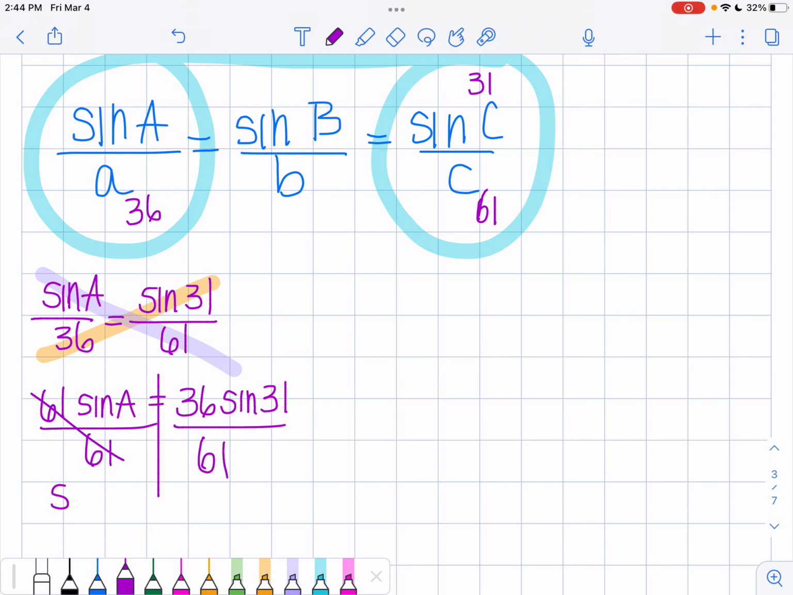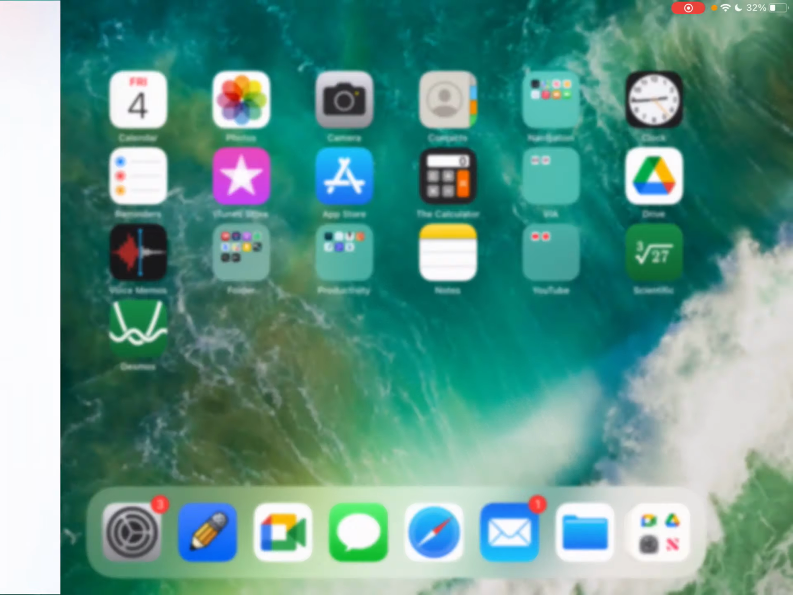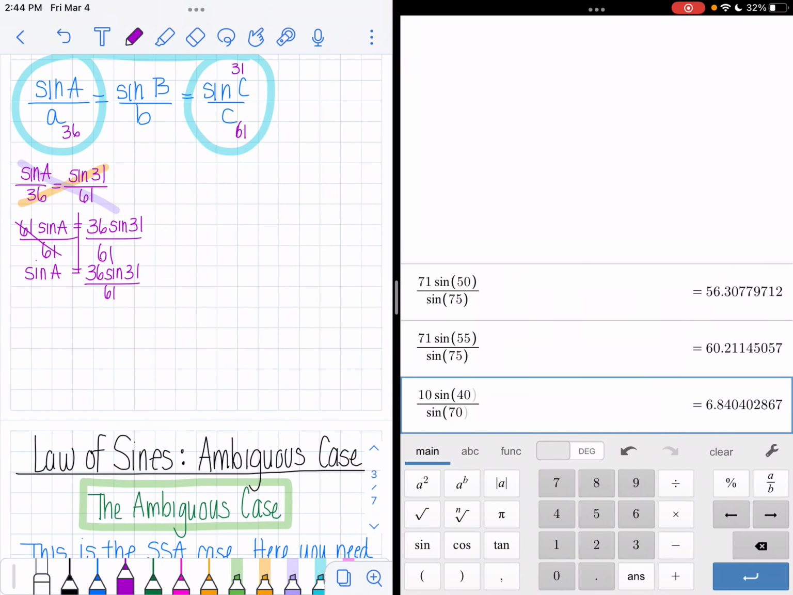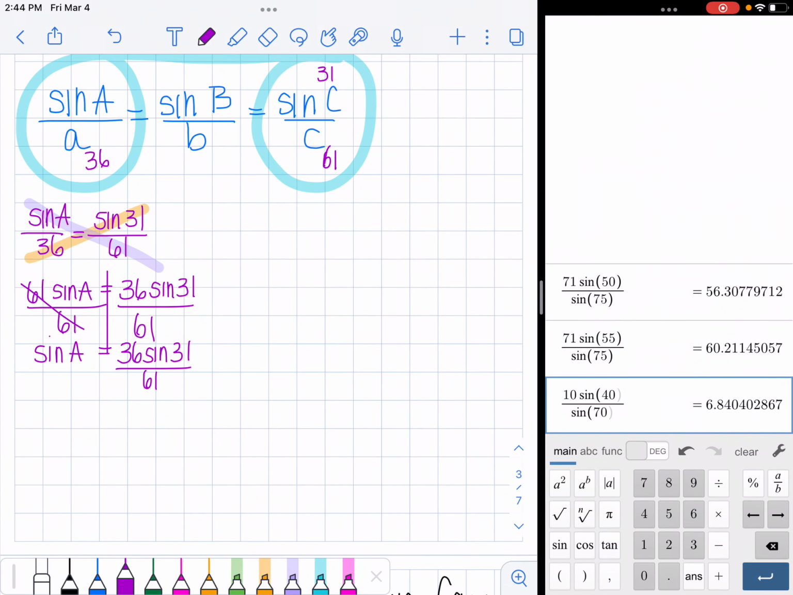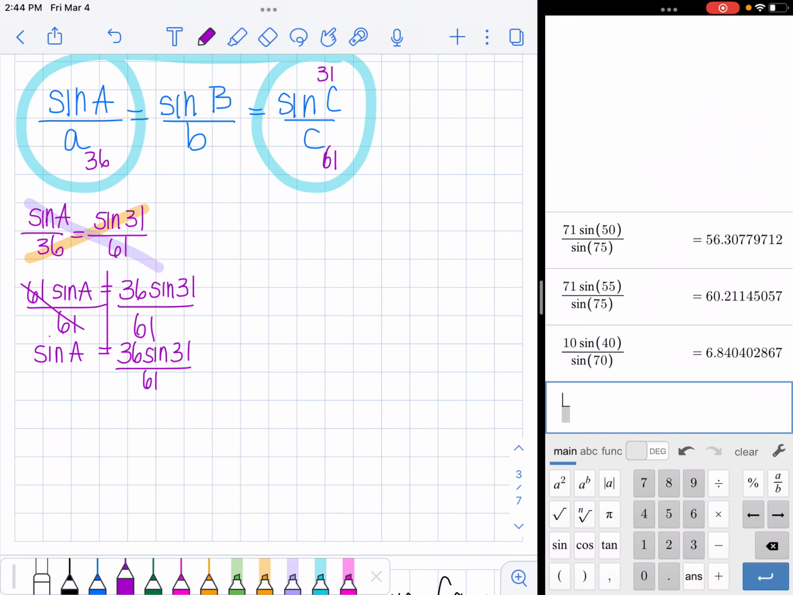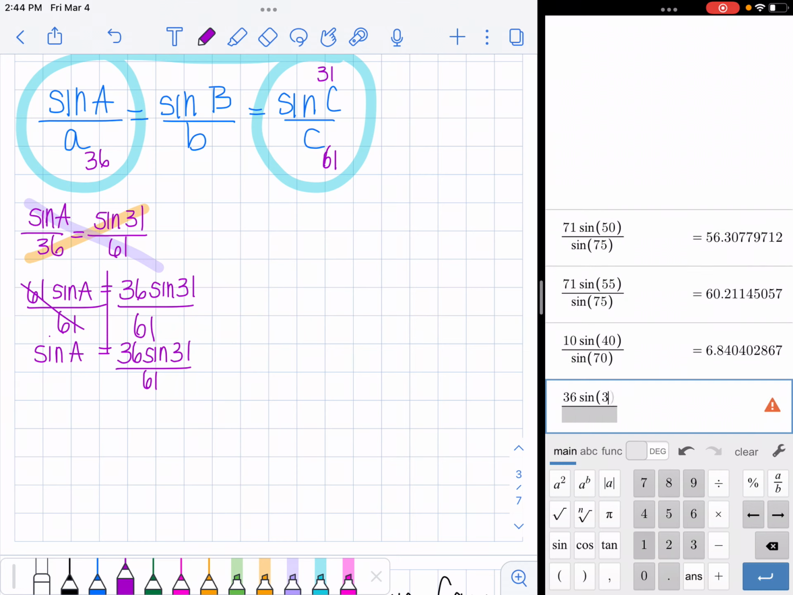So this leaves me with the sine of A is equal to 36 times the sine of 31 over 61. Okay, so if I get my calculator out, I'm going to enter this in. I have 36 times the sine of 31 divided by 61.